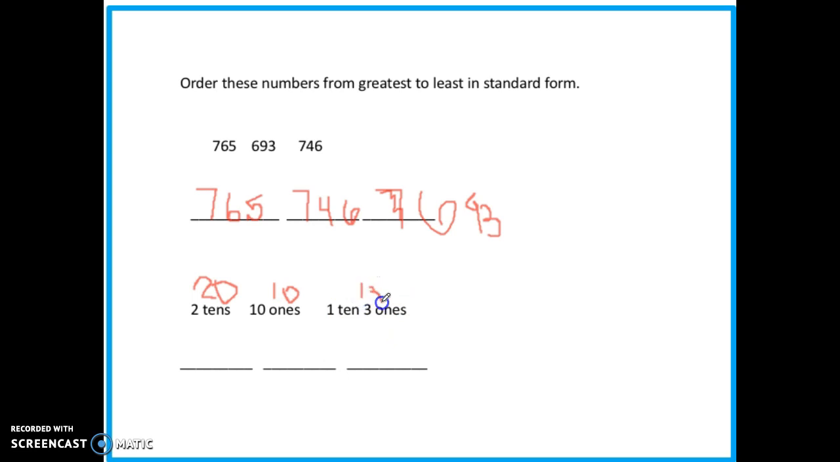Okay, well, now this is easy to see what the biggest number is. The biggest number is 2 tens. Now, sometimes the directions are going to say to write it in standard form. Sometimes they might say to write it in unit form. You just have to pay attention. For this, I'm just going to write it in standard form. So the greatest is 20. The next biggest is 13. And then we have 10.